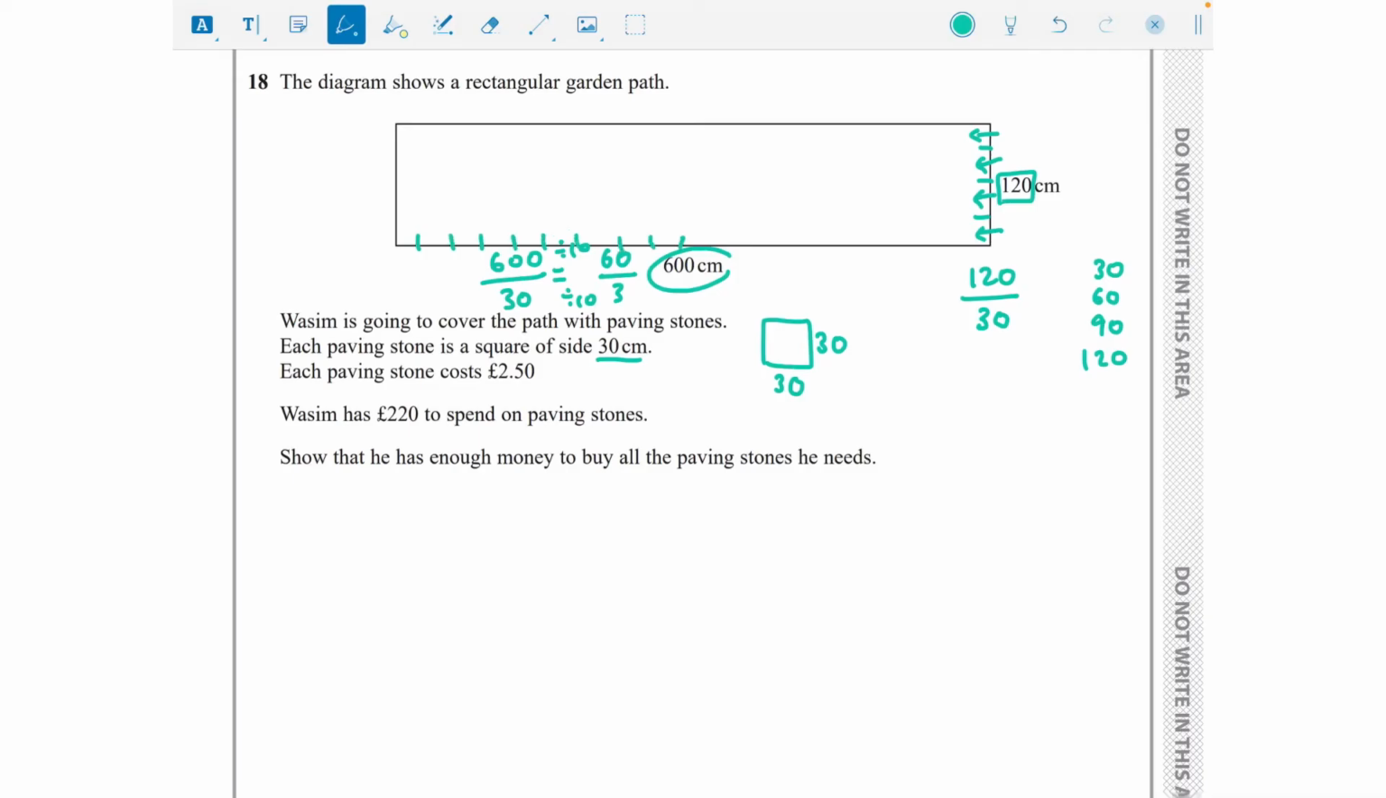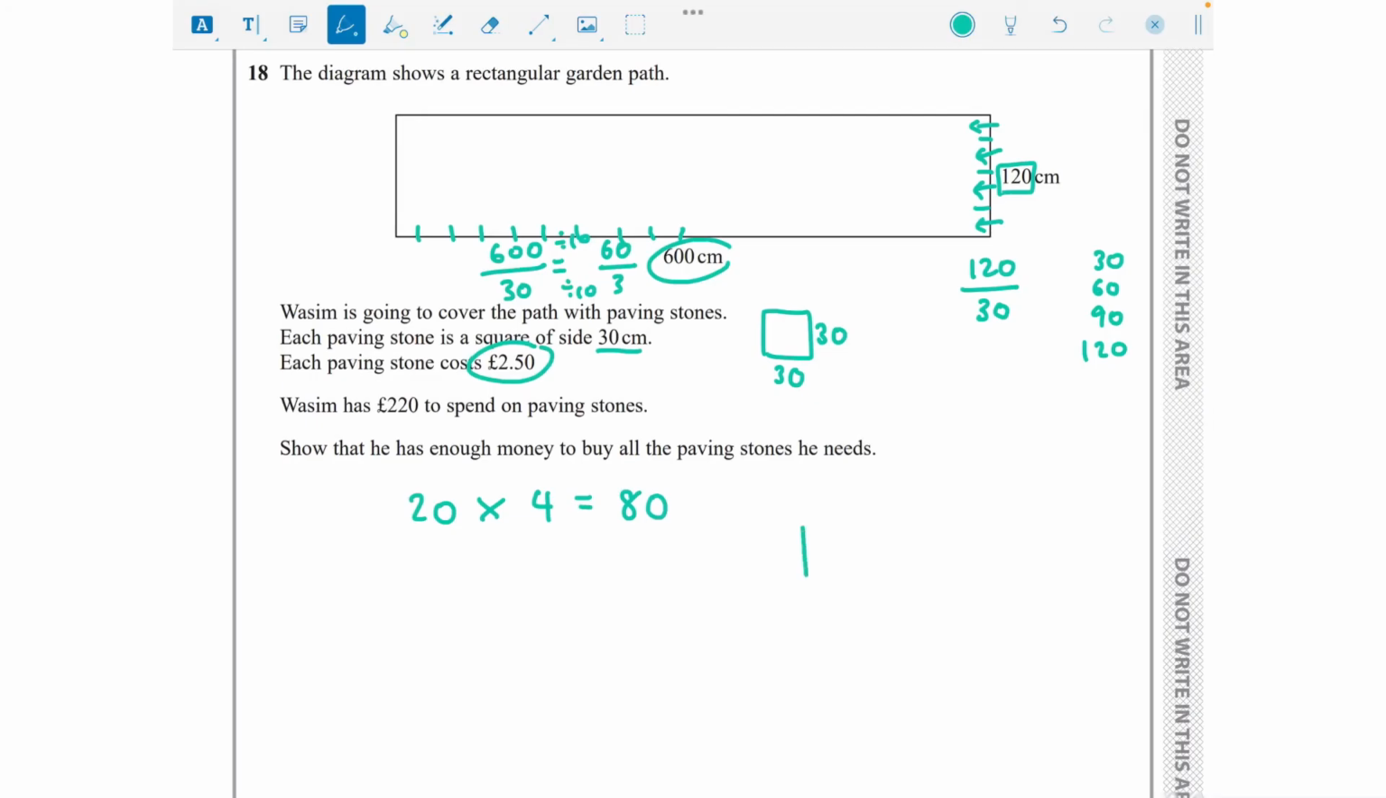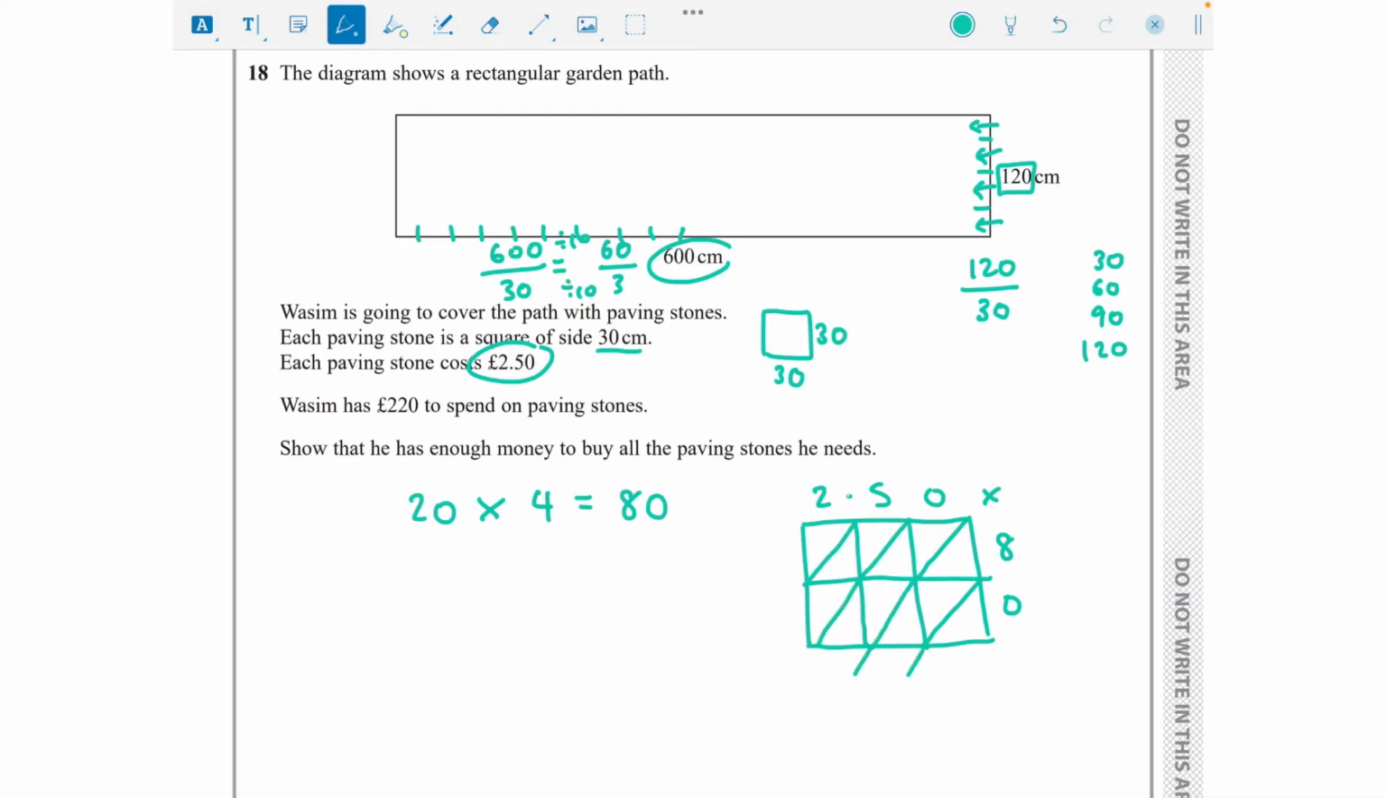So I've got 20 columns times 4 rows, and that means that there would be 80 paving slabs. Each paving slab costs £2.50, so I need to do 80 times £2.50, and here's where that other method I think would come back in. So £2.50 has 3 digits and 80 has 2 digits, so I'm going to do £2.50 times 80, and I'm going to split every box into diagonal sections and make it a little bit longer at the bottom, somewhere to put my answer.